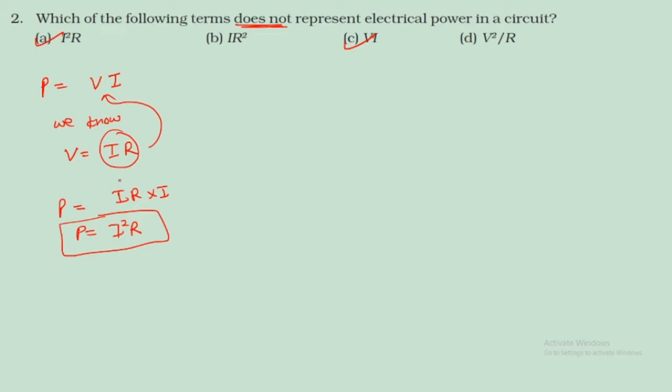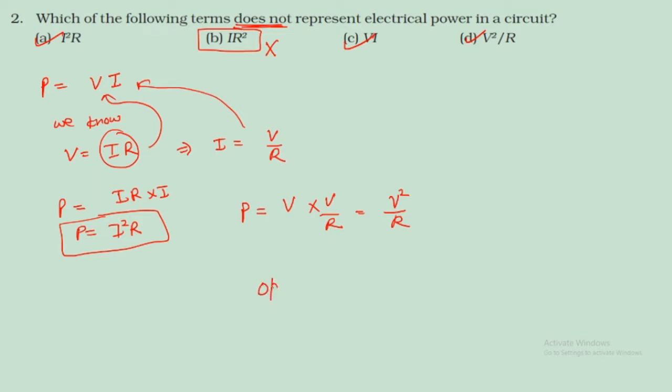Move to next. We know I equals V upon R. Again put in this case P equals V into V upon R. We get V square upon R. So V square upon R is also present. So only the B option, which is I R square, is not present. So the answer is B option. Option B is the answer for question number 2.